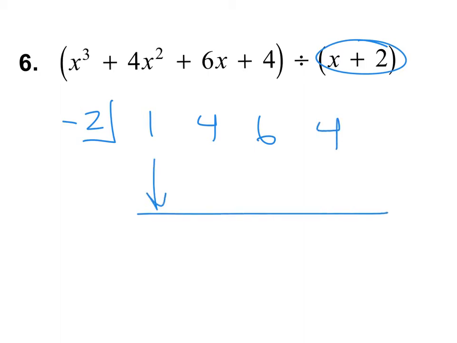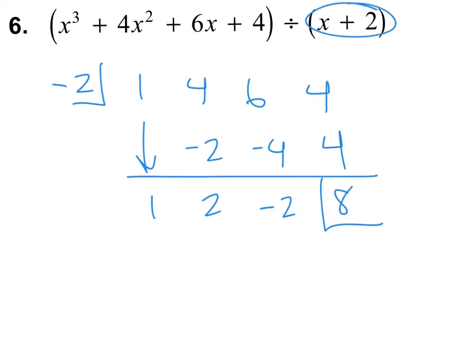Drop down our first number, 1. 1 times negative 2 is negative 2. 4 and negative 2 is 2. 2 times negative 2 is negative 4. 6 and negative 4 is negative 2. Negative 2 and negative 2 is 4. 4 and 4 is 8. And that serves as our remainder.